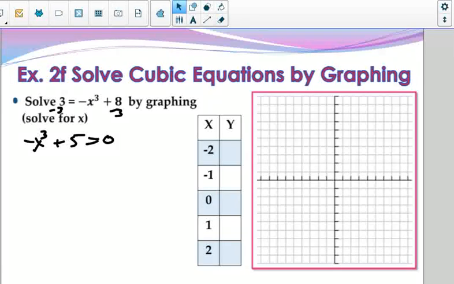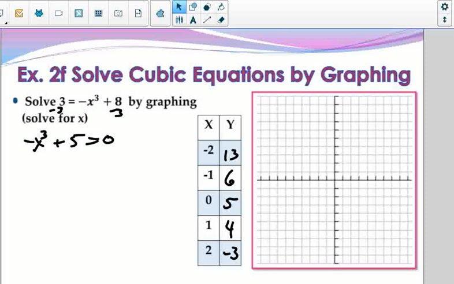Now I can put a negative 2 in. Negative 2 cubed is negative 8, times a negative is a positive 8. Positive 8 plus 5 is 13. Put a negative 1 in. Negative 1 cubed is negative 1, times a negative is positive 1. 1 plus 5 is 6. 0 cubed is 0, plus 5 is 5. 1 cubed is 1, times a negative is negative 1, plus 5 is 4. 2 cubed is 8, times a negative is negative 8, plus 5 is a negative 3.